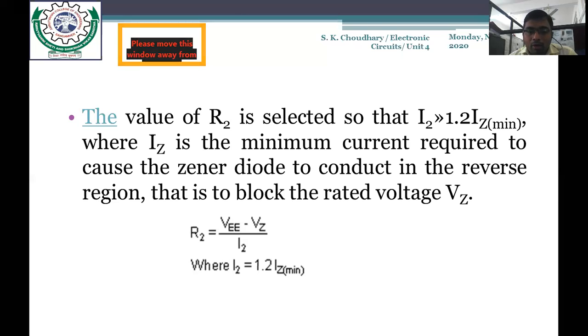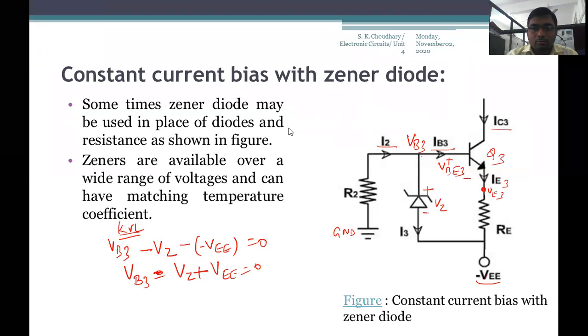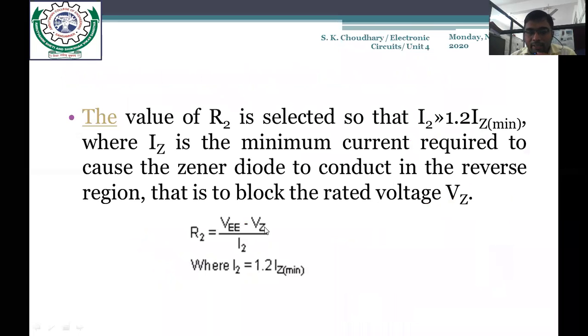Okay, so what would R2 be? As per the circuit diagram, we can easily calculate the value. R2 is the resistance in this particular network, so it would be nothing but the voltage across this terminal divided by I2. That is mentioned here: R2 is equal to VEE minus VZ upon I2. As per the circuit diagram, it is very much clear.